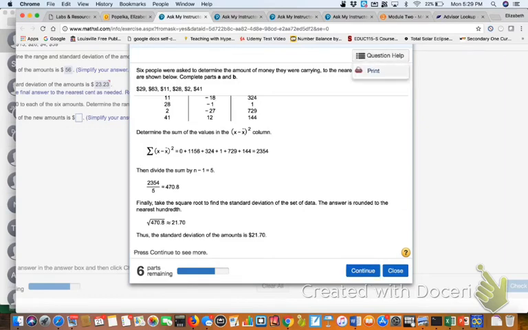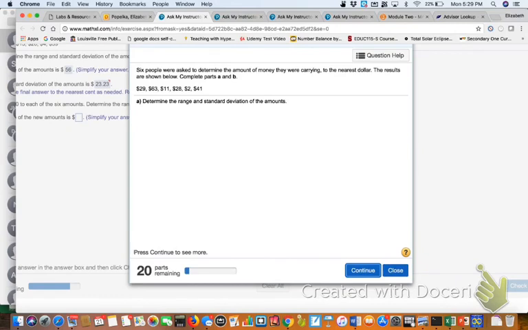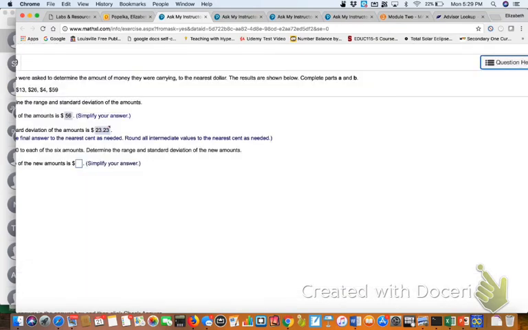Question help, and then, oh, well, the option's gone because we're actually in the example right now. Let me close the example. So you go to question help, view an example, and that's where we got all of those steps that we just went through in order to figure out the standard deviation.